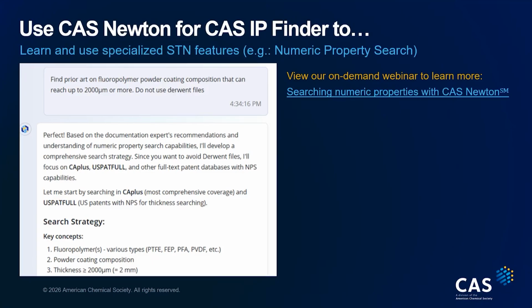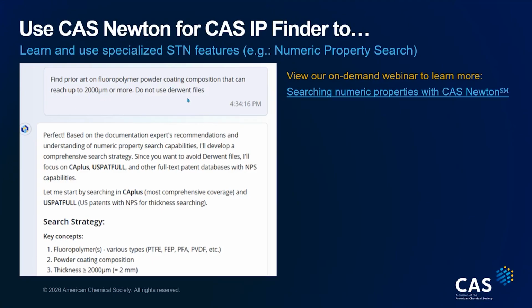What we have found is that Newton and the Agentic AI capability does a fantastic job of not only searching places that do have numeric property searching capabilities, but then also could go into other places that do not have numeric property searching and conduct that kind of search for you. So here we have something where we have micrometers or more.